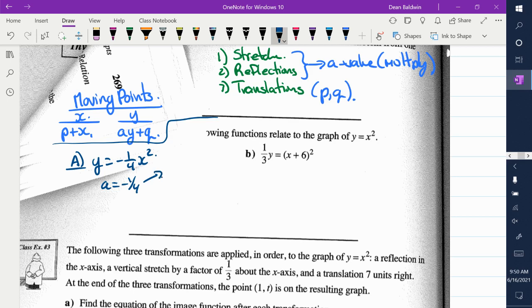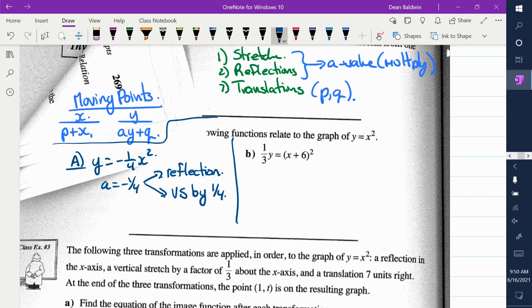What does the negative tell you? It's going down, but what do you say that the transformation is? It's a reflection or a flip. The 1/4 tells you it's also a compression. But we can just say vertical stretch by 1/4, but we know it is a compression. Okay? All right. So the negative tells you it opens down, and we've done a vertical compression. All right.